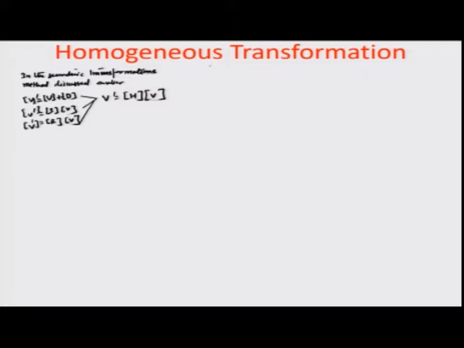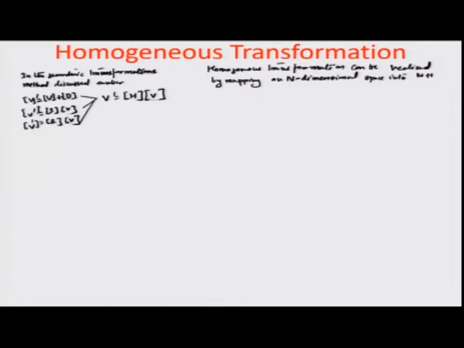So, we bring in homogeneous transformation which can be realized by mapping an n dimensional space into n plus 1 dimensional space.